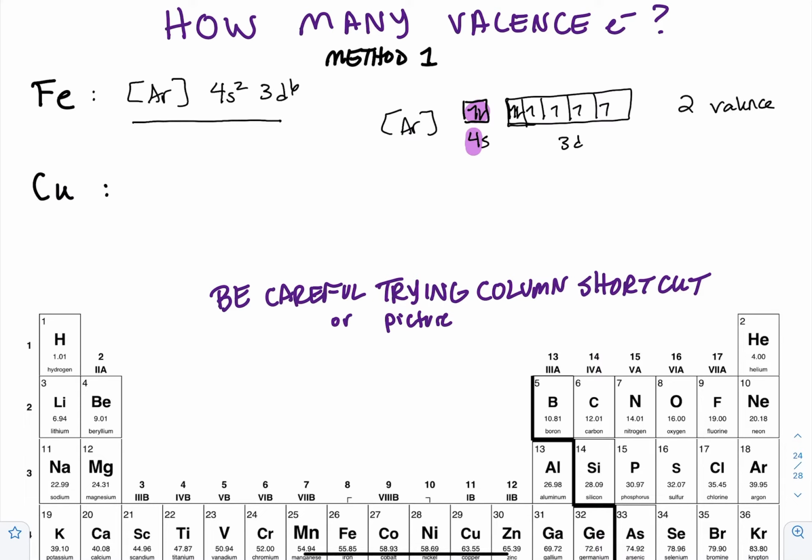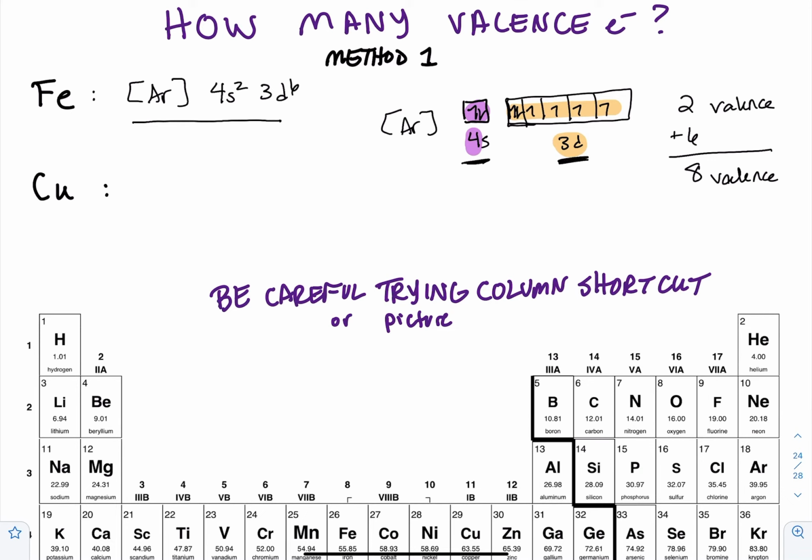However, there are some textbooks and some theories of thought that say, hey, you should also include the 3d because they're so close in energy. And so there you go. You could also say that there's 2 plus 6, which means that there are 8 valence electrons. Now, personally, of course, I like the method I learned, but everyone likes the method they learned.